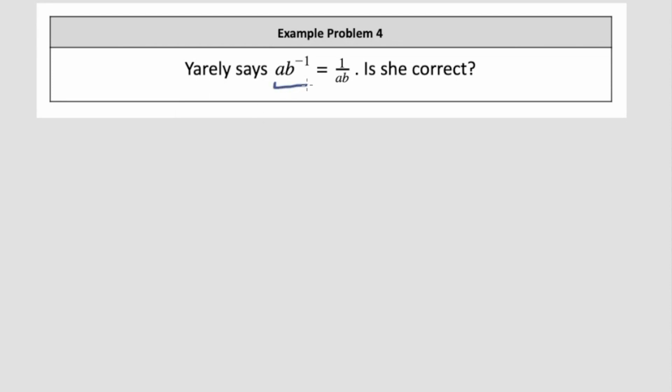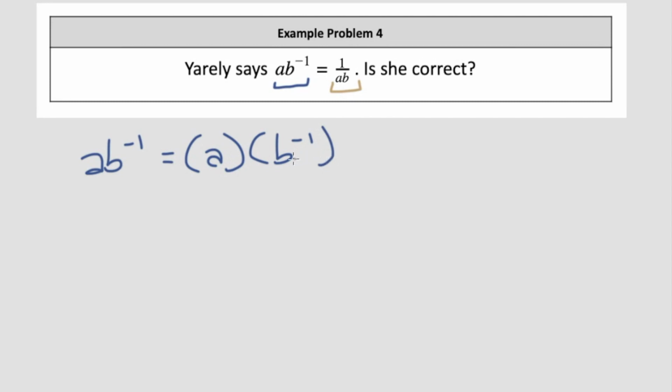We have ab to the power of negative 1 and 1 over ab. Let's put them in different colors for now. We know ab to the power of negative 1, that's equal to, that's not 1 over ab. That is a times b to the power of negative 1. That's very important. Those are two separate terms here. The negative 1 only applies to the b. Once again, the negative 1 only applies to the b.